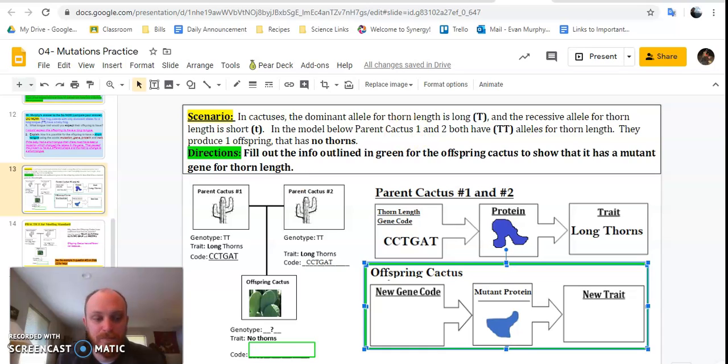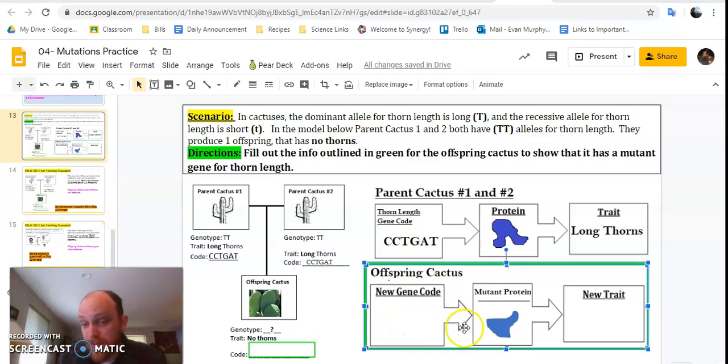So pause now. I'll pause my recording. You're going to pause your video, and you're going to go fill that out. Go back and listen to what I just said, or read the scenario again. Try to fill out the green things. Go now. Okay, so I hope you came up with a new code that was a mutation, and I hope that you wrote no thorns here.